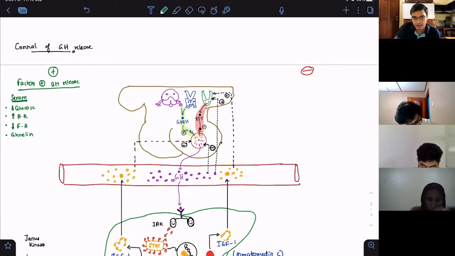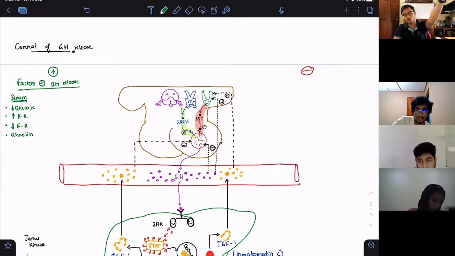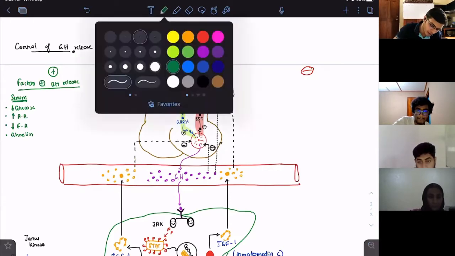Now tell me this, guys. Here, is ghrelin coming only from the hypothalamus, or can it come from somewhere else? Where can it come from? From the GI, yes. How is it coming all the way to the pituitary? Yesterday, how were these hypothalamic hormones brought to the anterior pituitary? Via the portal vein. But how was this?